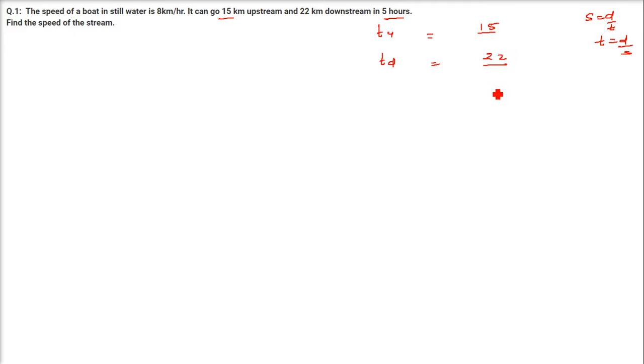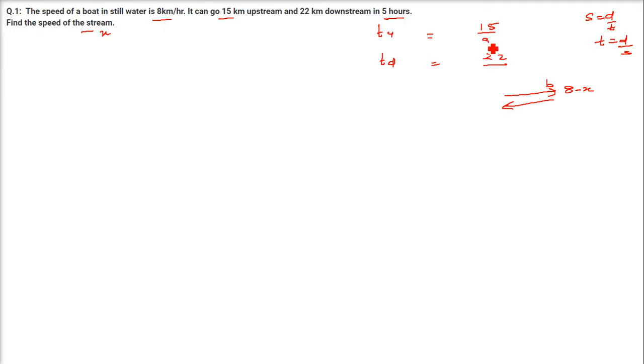So what will be the speed? When the boat is going upstream, this is the direction of the boat and this is the direction of the stream. So the speed will be less. That means the speed of the boat in still water will be less. Why? Because the stream is going against the boat. So if we assume that the speed of the stream is x and the speed of the boat is 8, this will be 8 minus x, right? We have to subtract this x from the speed of the boat.